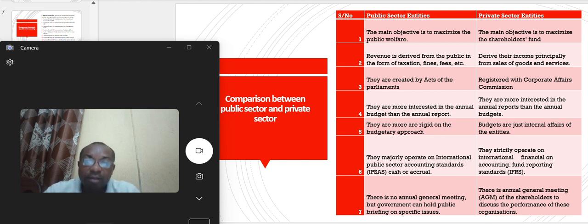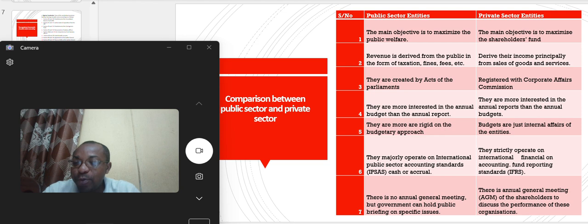So another difference between public sector entities and private sector entities is that the public sector entities are more interested in the annual budget than annual reports. What drives public sector entities' activities is the budget. All their activities center on the budget, the proposed income, and the estimated expenditure that is going to be incurred in a particular fiscal year.